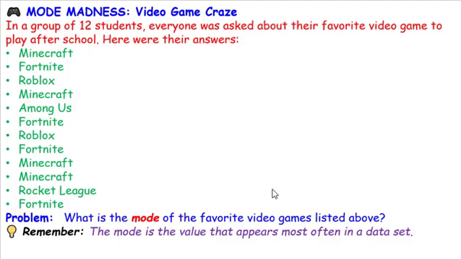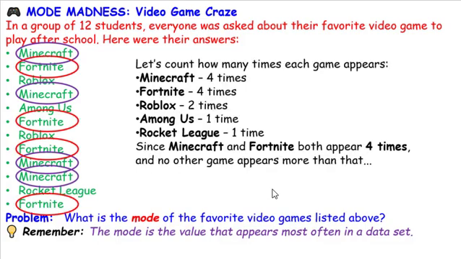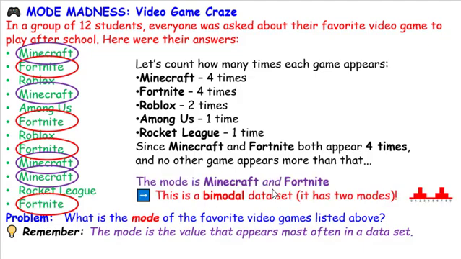What is the mode of the favorite video games listed above? When we take a look at this one, we can see that Minecraft and Fortnite were both listed 4 times. Roblox twice, Among Us once, Rocket League once. Since Minecraft and Fortnite both appear 4 times, and no other game appears more than that, Minecraft and Fortnite are the mode. This is a bimodal dataset since it has 2 modes.